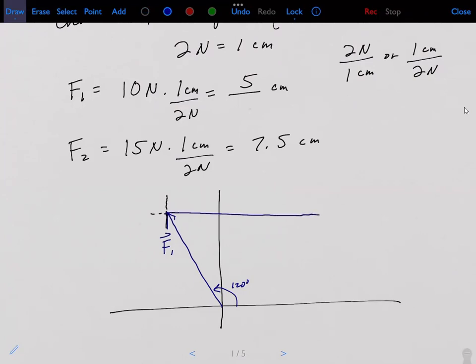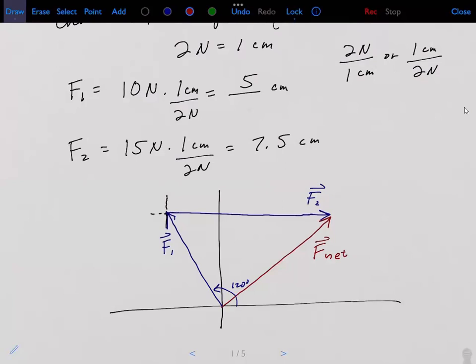And remember, the way that you do this is you put the tail of F2 at the tip of F1. And then finally, to get my resultant vector, my net force, I draw a vector from the tail of the first vector, so from the origin, to the tip of the last one, in this case the tip of the second one. So this would be F net.